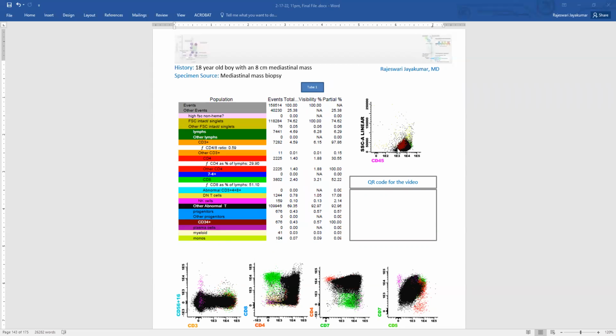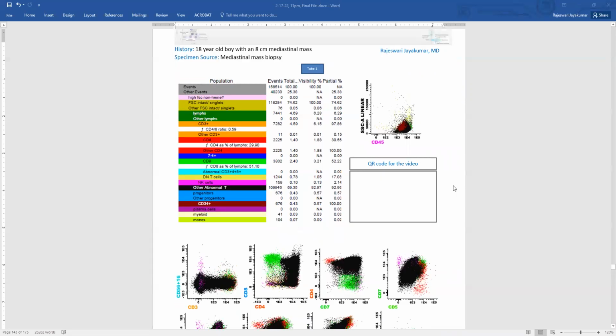And let's see how much these cells account for. They are like 92.9%. So almost all of the cells are in this gate. There are some cells here in the monocyte gate or maybe some in the granulocyte, some in the lymphocyte gate, but the majority are all clustering together.